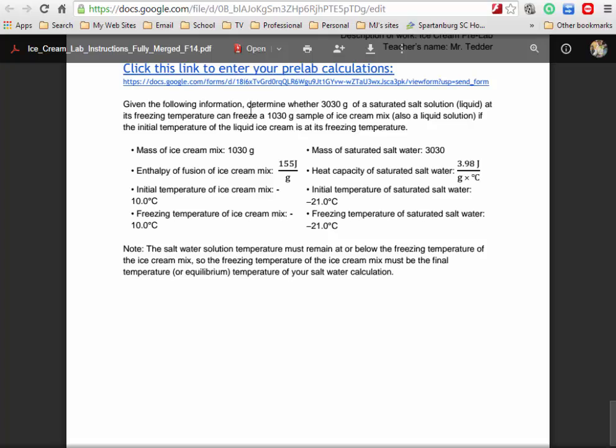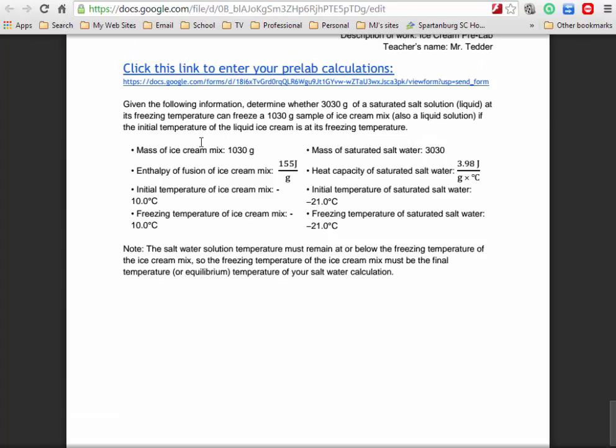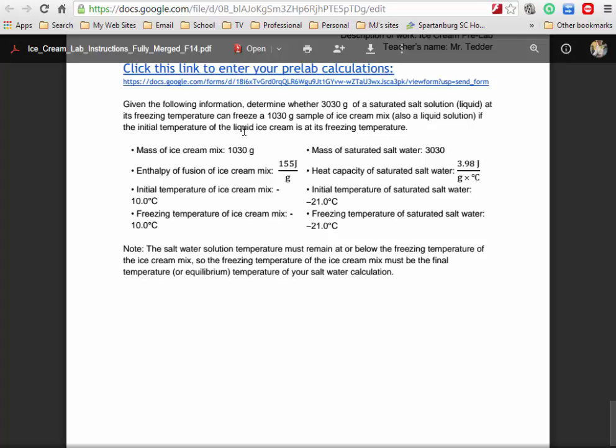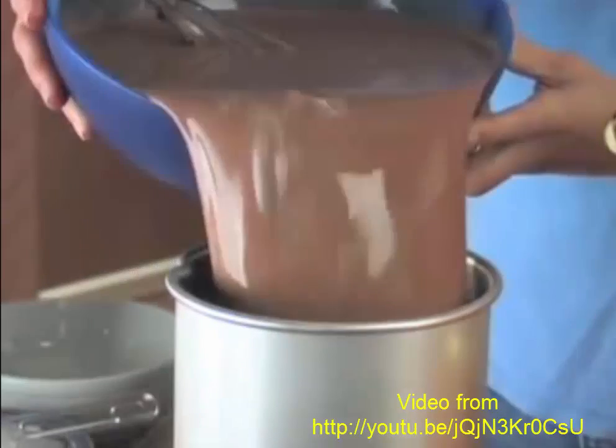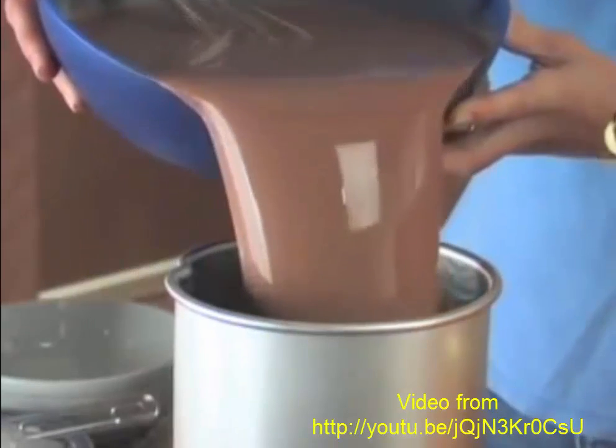Given the following information, determine whether 3,030 grams of saturated salt solution, which is a liquid, at its freezing temperature can freeze a 1,030 gram sample of an ice cream mix, and it's also a liquid solution, if the initial temperature of the liquid ice cream is at its freezing temperature. So what we're doing here is freezing ice cream that's already at the freezing temperature, but it's starting out as a liquid.